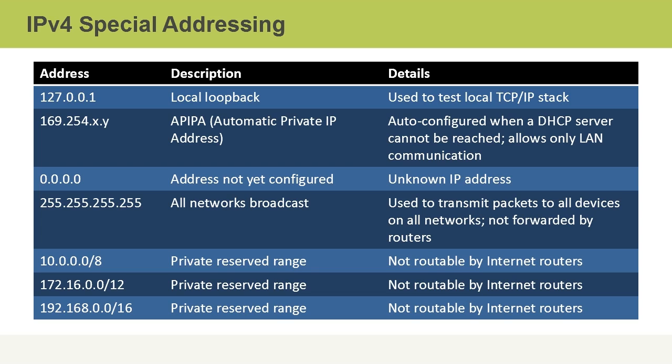Network broadcasts for all networks have an address of 255.255.255.255. So all of the binary bits are set to 1. Routers don't forward broadcasts. Then there are 3 private ranges of IP addresses designed to be used internally by companies that will not be routed by internet routers. They are the 10.0.0 range, the 172.16.0 range, and the 192.168 range. Now, there are variations. So instead of 192.168.0.0/16, for example, on a home wireless network, we might instead have 192.168.1.0 with a /24-bit subnet mask.